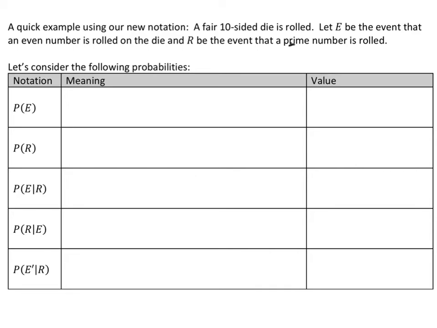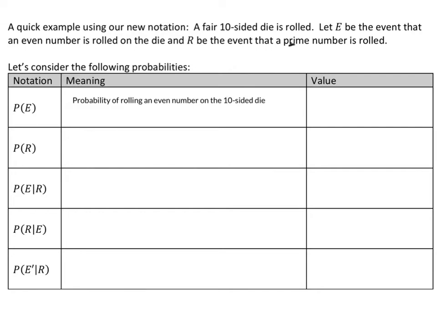So R is going to be for a prime number. So I want to think about these probabilities. First, what's P of E? Well, first, what it means is it's the probability of rolling an even number. Now we go on to thinking about its value.